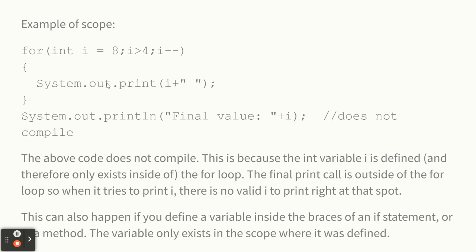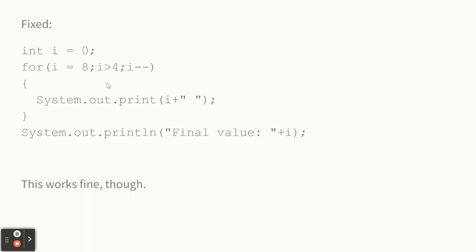This can also happen if you define a variable inside of an if statement, inside of the braces of an if statement, or a while loop. If you define a variable in there like int i equals or int myMostImportantData equals, then later you can't access it. So things you want to be able to access anywhere, you tend to define up above all your loops and things. That's the bottom line.